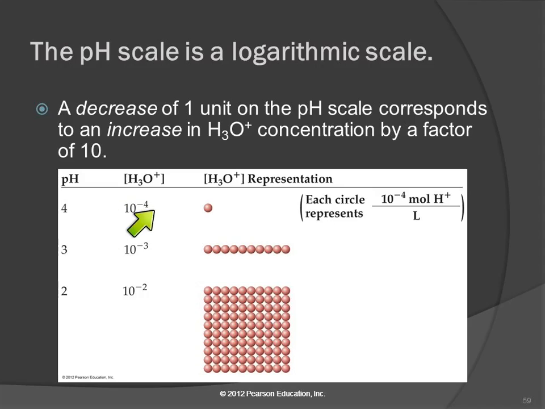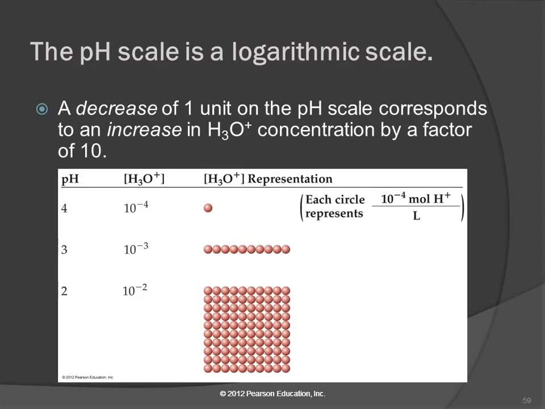So hydronium ion concentrations end up being these really small numbers, 10 to the minus 4, 10 to the minus 3, 10 to the minus 2. These are factors of 10. Okay, so 10 to the minus 3 is 10 times larger than 10 to the minus 4. So here they've given a representation. So this would be 1 circle, and this would be 10 circles, and this would be 100 circles.